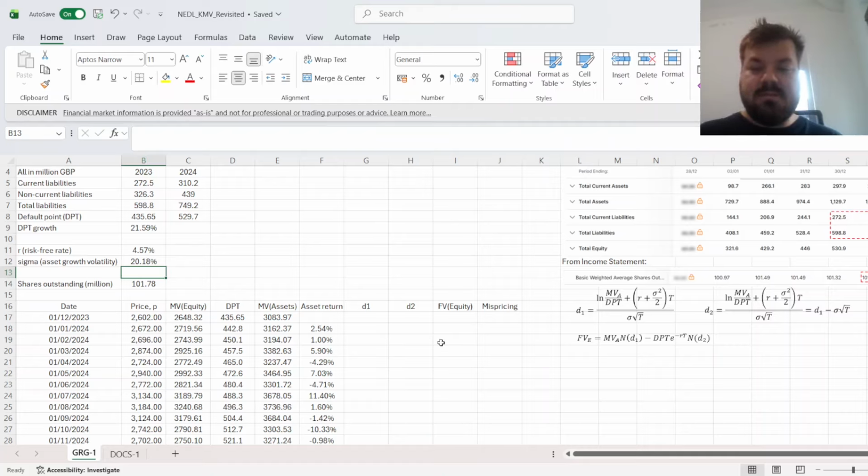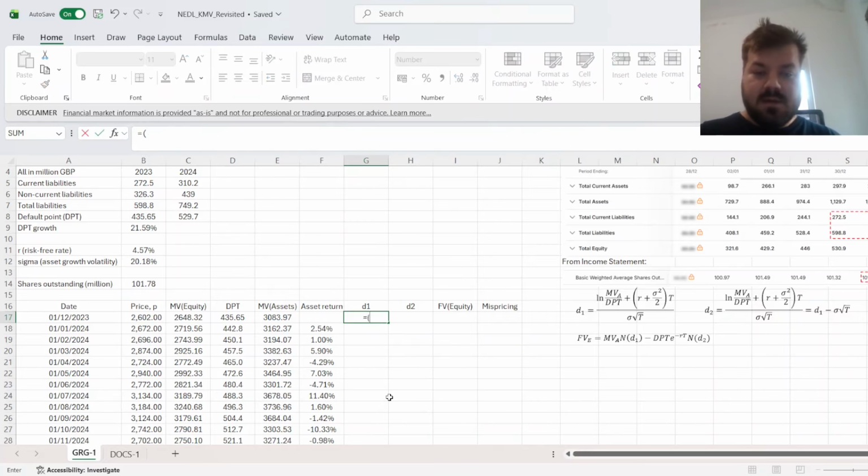So just as in Black-Scholes model, we need to calculate D1 and D2, which essentially are the representations of likely paths of market value of assets as it evolves through time.